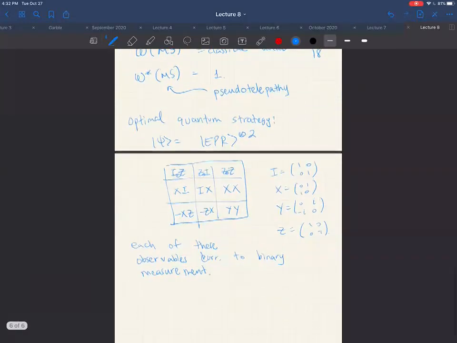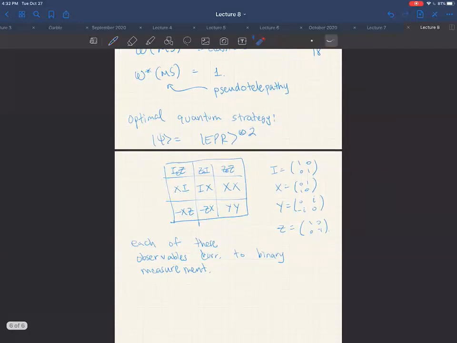So the strategy that they'll use to win with probability one is going to be as follows. When Alice gets her random row or column, let's say she gets the middle column, she has two qubits. So she's going to measure her two qubits using these three observables in sequence.